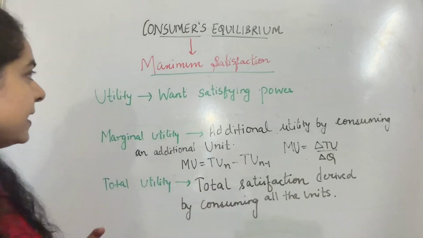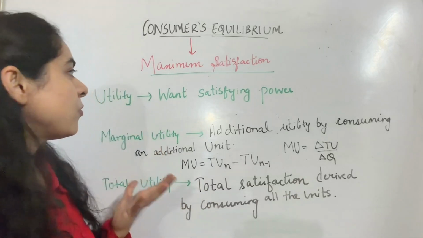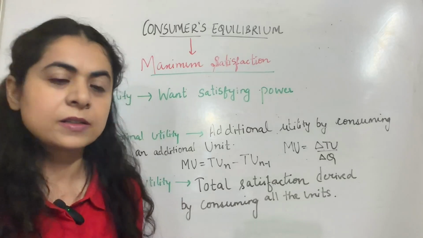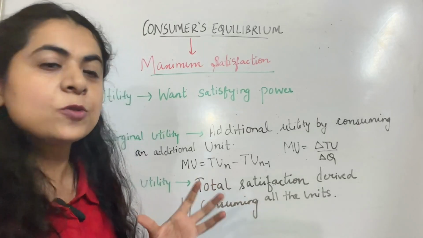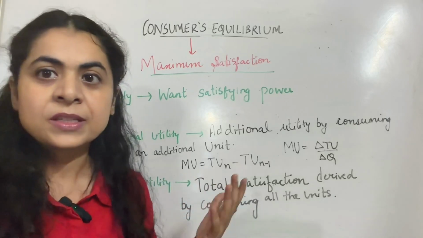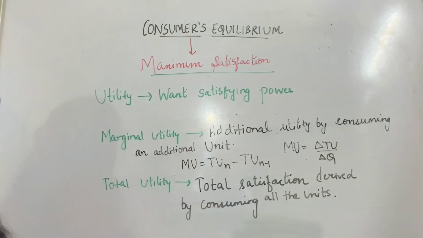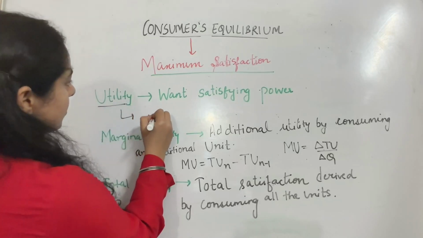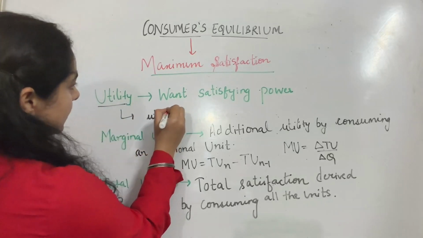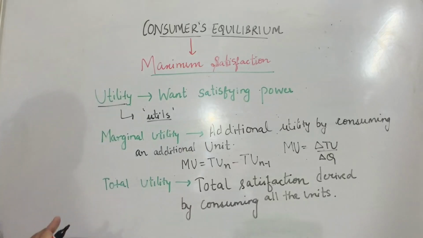Next, we have utility. So utility refers to the want satisfying power of a good or service. So whenever you buy a good or service, you buy it because it provides you some sort of satisfaction. That is utility. Utility is basically represented in terms of a unit, utils. You need to remember this.